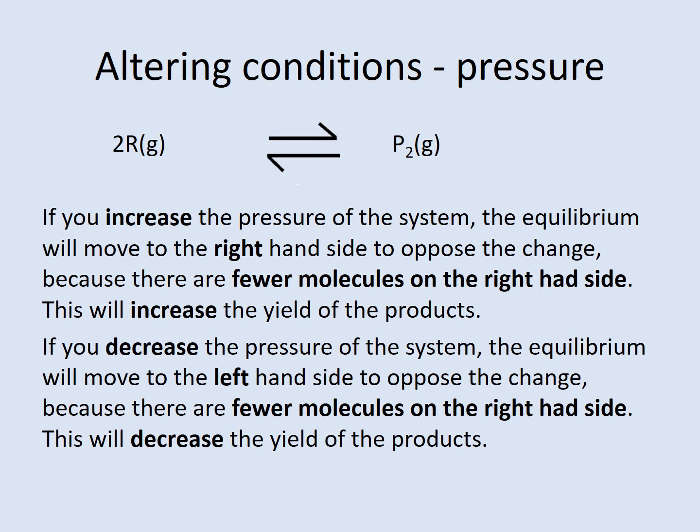If you decrease the pressure on the system, the equilibrium will move to the left-hand side. Why will it move to the left-hand side? Well, same kind of reason, because there are fewer particles on the right. Therefore, if you decrease the pressure, it will try and increase the pressure, therefore moving the equilibrium to the left. Therefore, the yield of P will go down.